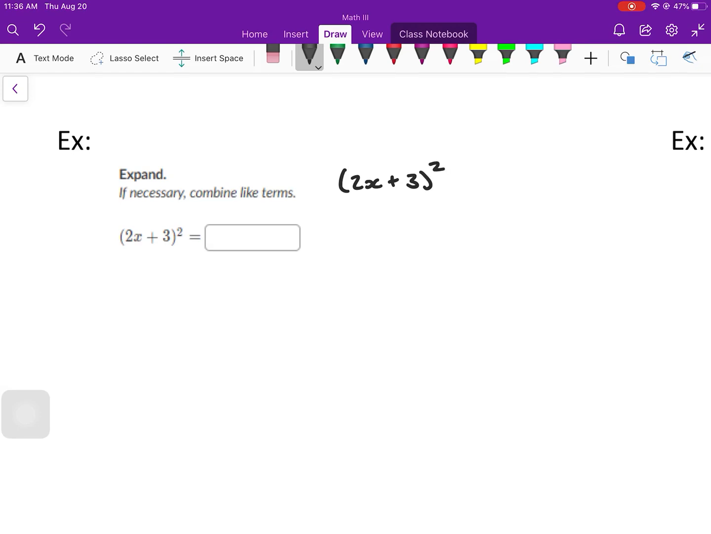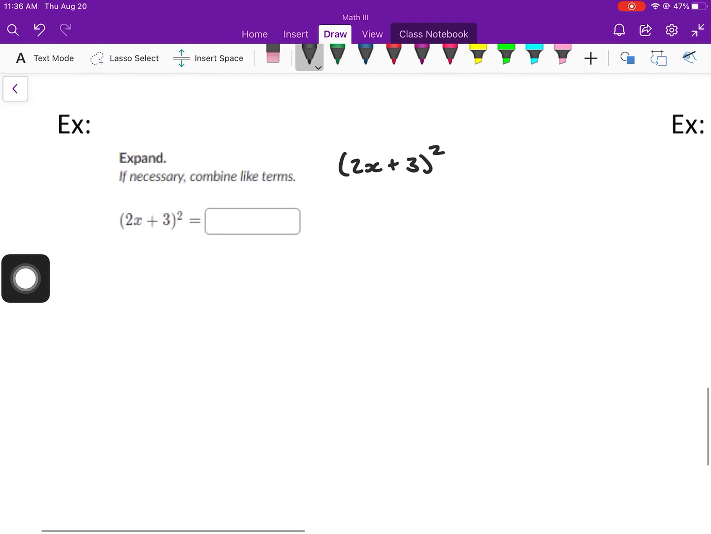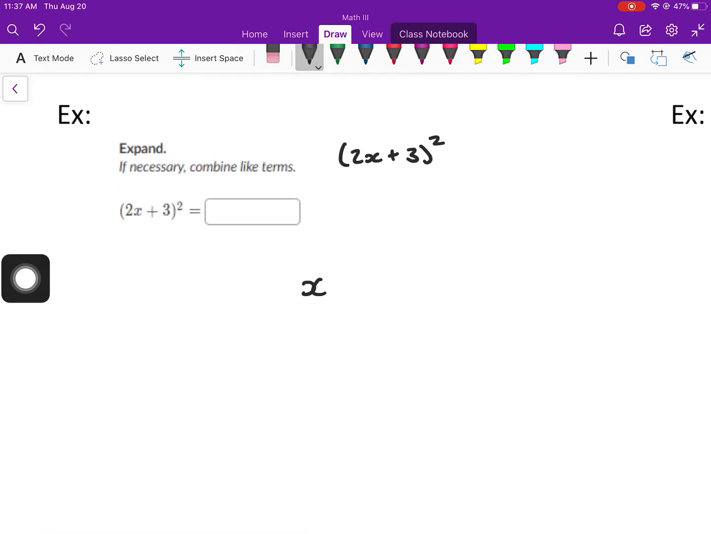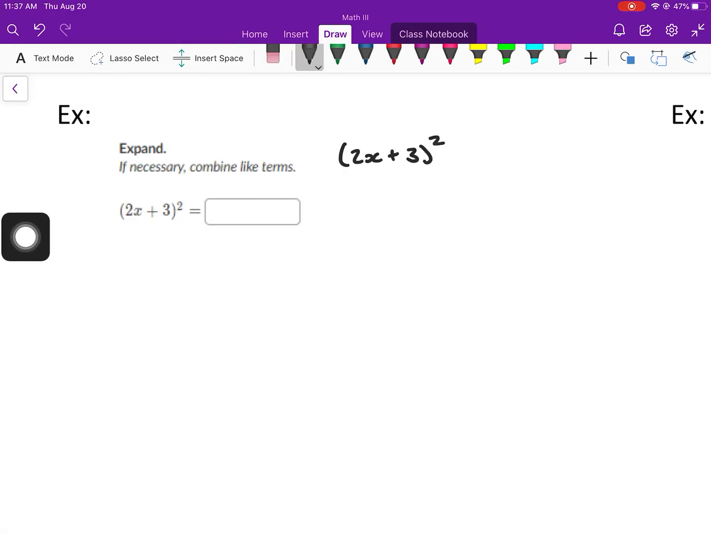So this time we have (2x plus 3) squared. Now, this is just a little bit different form, but it's really the exact same thing we just saw up here. That is two binomials. We just need to expand it. So think, what does x squared even mean? That just means x times x, right? Or 9 squared. I know it's 81, but it's 9 times 9. Pi squared is just pi times pi. That's what it means to be squared. So when we see the 2x plus 3, everything in the parentheses squared, what this means is that you have 2x plus 3 times 2x plus 3.